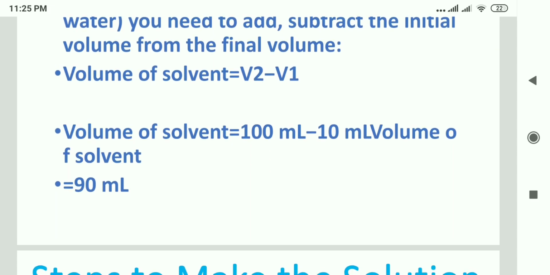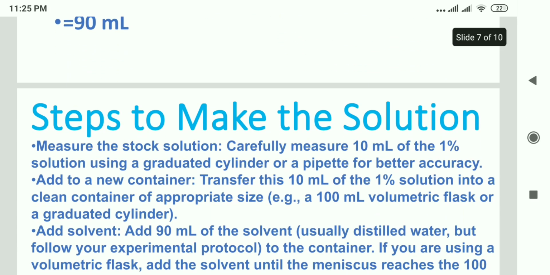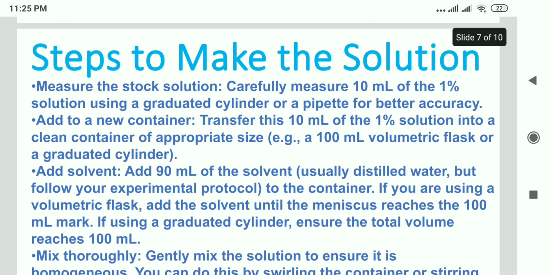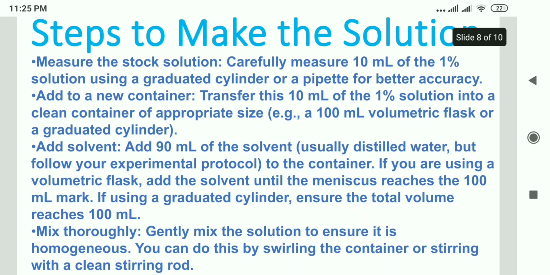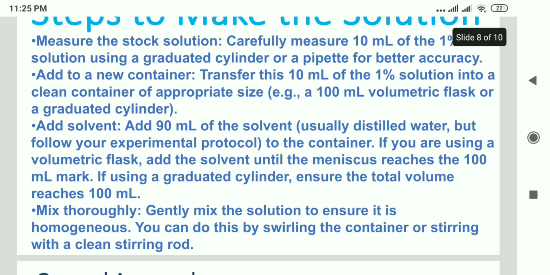Steps to make the solution. Measure the stock solution carefully. Measure 10 milliliters of the 1% solution using a graduated cylinder or a pipette for better accuracy. Add it to a new container. Transfer the 10 milliliters of 1% solution into a beaker.